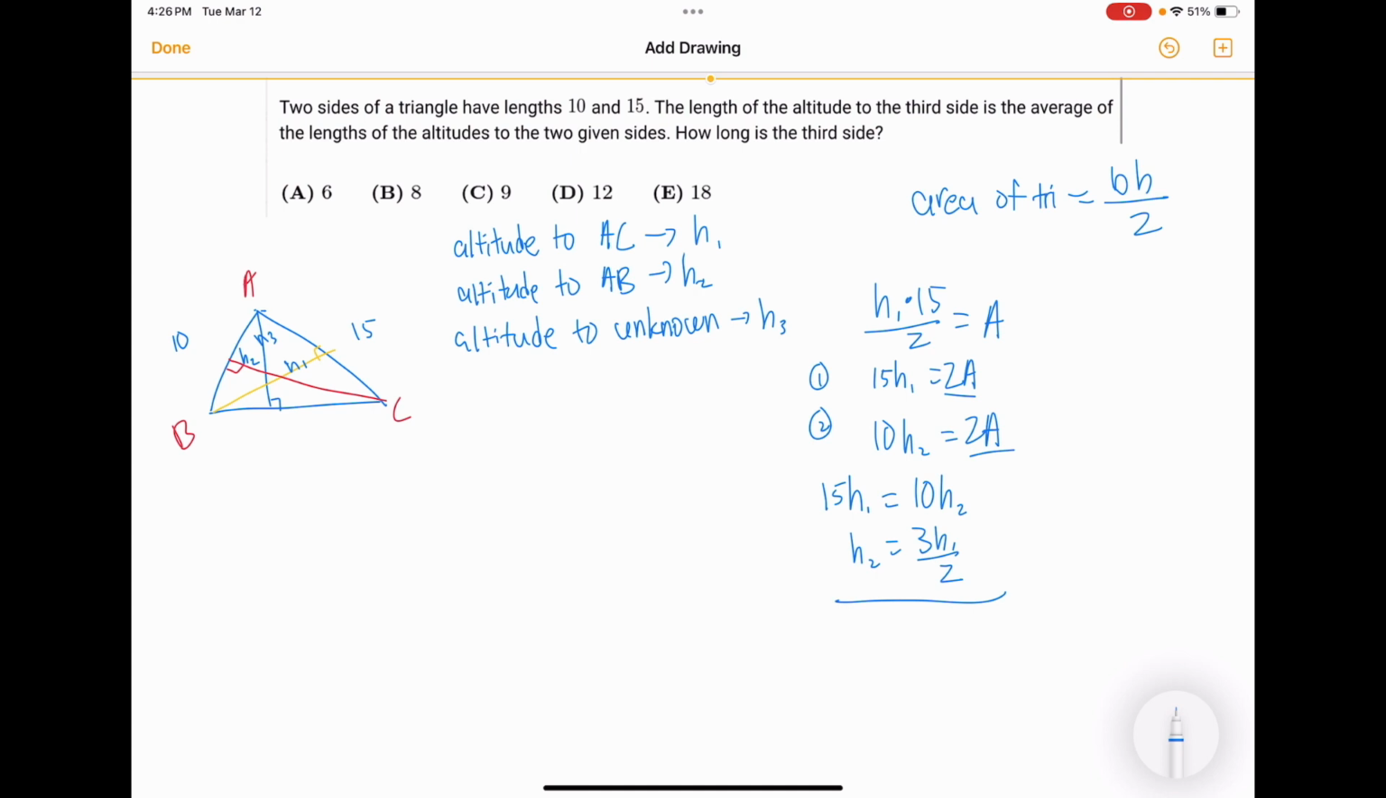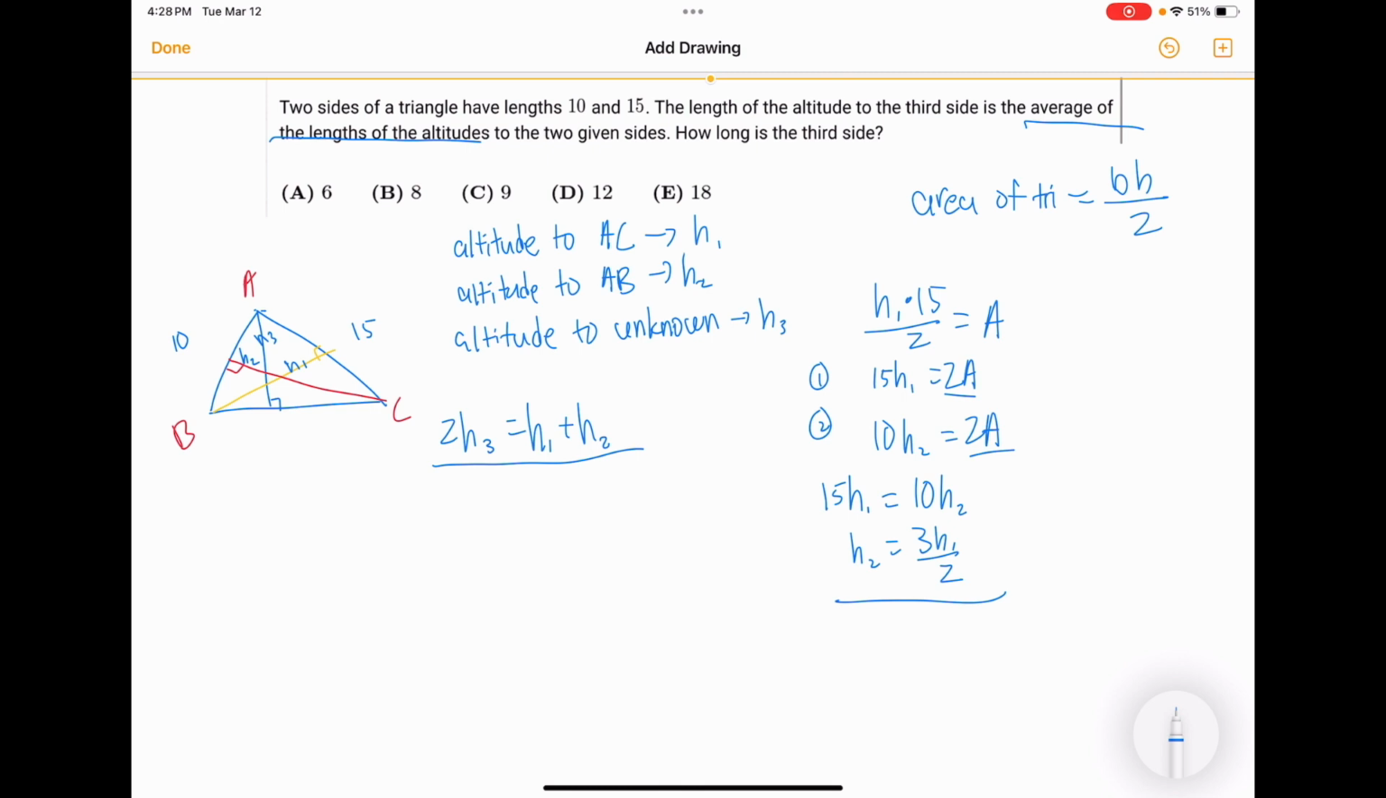But then this equation contains two variables. And so we are going to need another equation if we want to solve one of the variables. So from the problem, we also know that 2 times H3 is equal to H1 plus H2. And this is because it says that the length of the altitude to the third side is the average of the lengths of the altitudes to the two given sides. So that means that H1 plus H2 divided by 2 would equal H3.